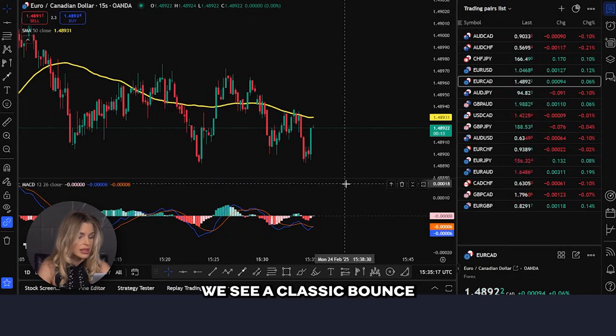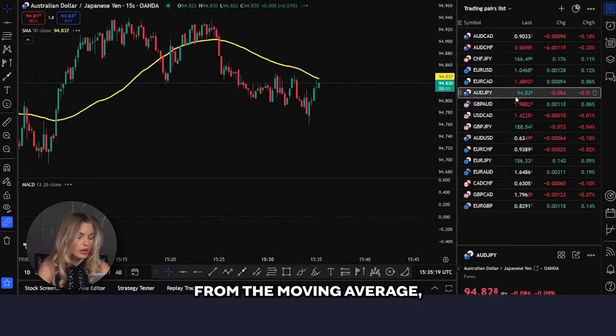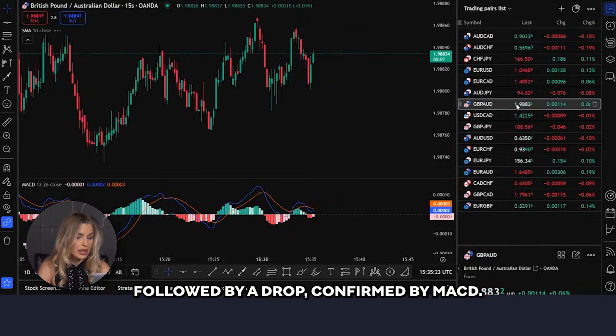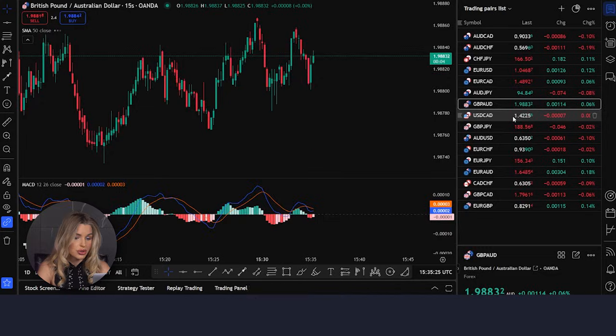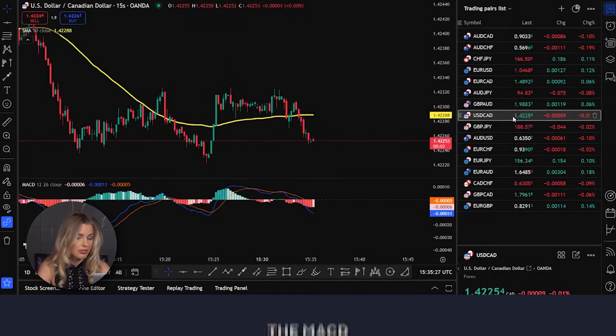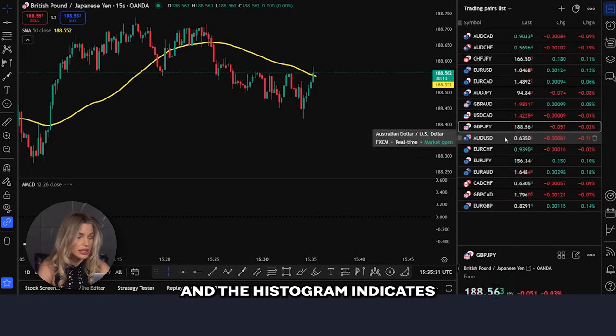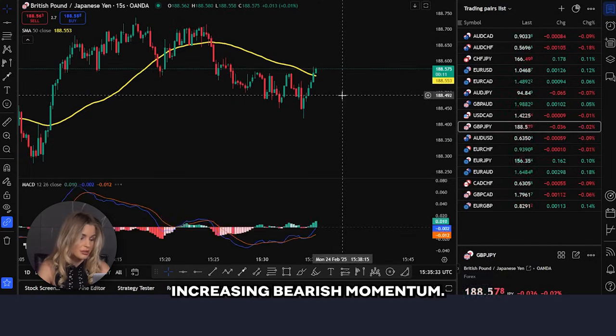Right now, we see a classic bounce from the moving average, followed by a drop, confirmed by MACD. The MACD indicator shows a bearish signal. The MACD lines are diverging downwards, and the histogram indicates increasing bearish momentum.